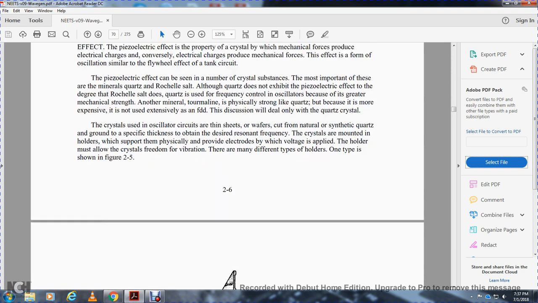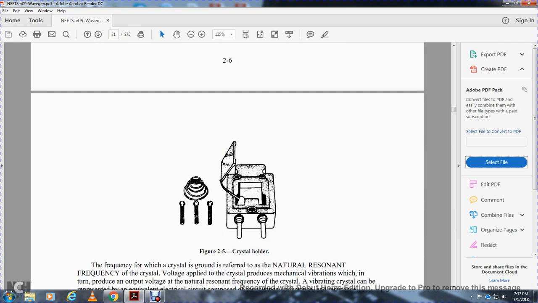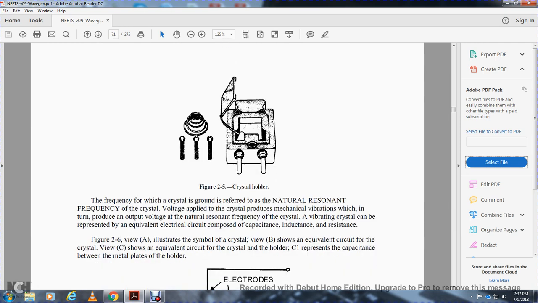Therefore, there are many different types of holders. One type is shown in Figure 2.5, which shows the crystal holder. Also, the frequency of the crystal is referred to as the natural resonant frequency of the crystal. Voltage applied to the crystal produces mechanical vibrations, which in turn produce an output voltage at the crystal's natural resonant frequency.